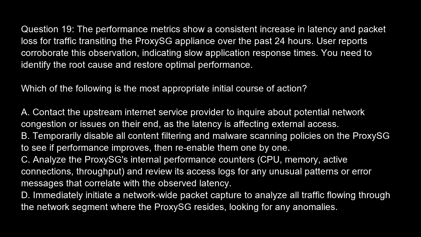Option A. Contact the upstream internet service provider to inquire about potential network congestion or issues on their end, as the latency is affecting external access. Option B. Temporarily disable all content filtering and malware scanning policies on the ProxySG to see if performance improves, then re-enable them one by one. Option C. Analyze the ProxySG's internal performance counters, CPU, memory, active connection, throughput, and review its access logs for any unusual patterns or error messages that correlate with the observed latency. Option D. Immediately initiate a network-wide packet capture to analyze all traffic flowing through the network segment where the ProxySG resides, looking for any anomalies.